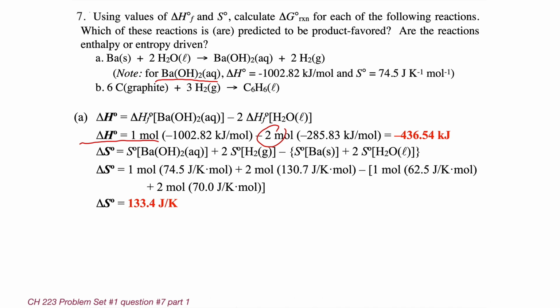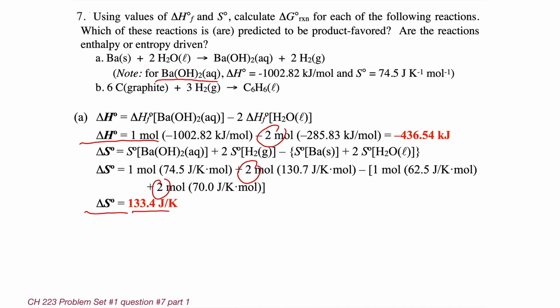That comes out to be negative 436.54 kilojoules. And then the next section down here is how to calculate the entropy, delta S, products minus reactants. You have to look up everything, even the elements in their standard states. They'll all be non-zero positive numbers, right? And so you can see there, like barium hydroxide, there's another 2 right there for the hydrogen, and a 2 right there for the reactant water. But when all is said and done, positive 133.4.